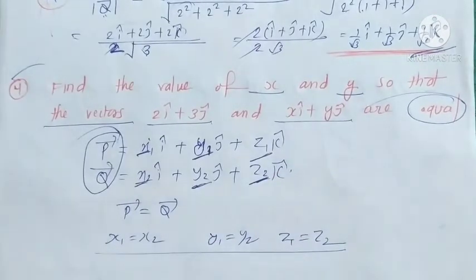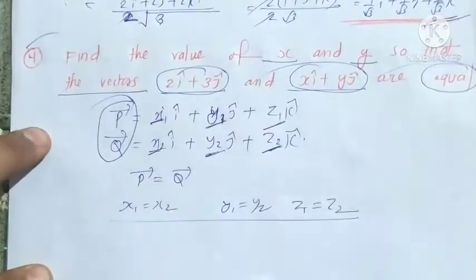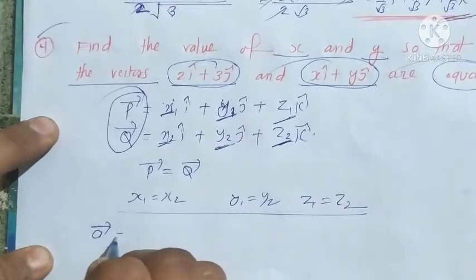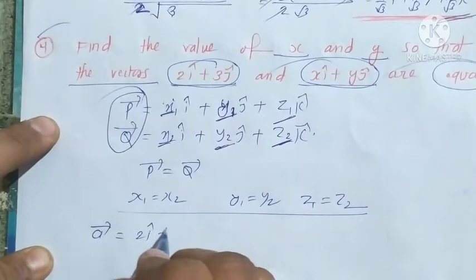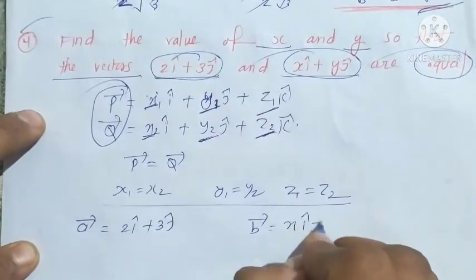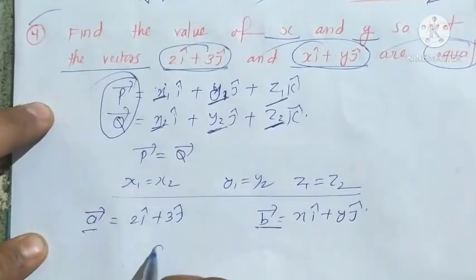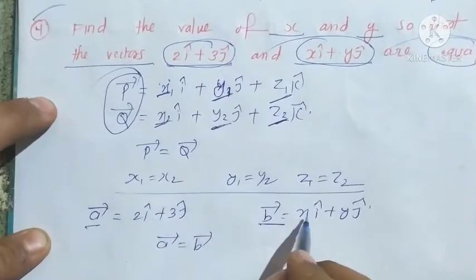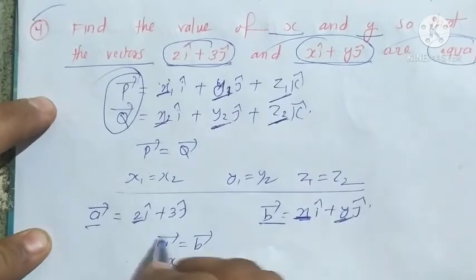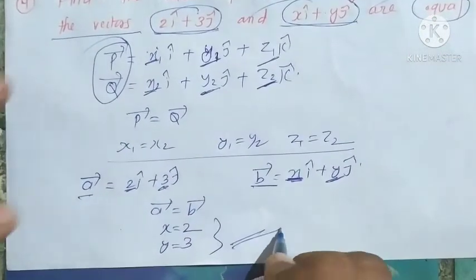Okay, this is the condition. Here these are two vectors. Firstly we write these two vectors and give them names: a represents the first vector, 2i plus 3j, and b represents the second vector, xi plus yj. Now, when these two vectors are equal, so a is equal to b, we write here x must be equal to 2 and y must be equal to 3. Okay, these are the values of x and y.